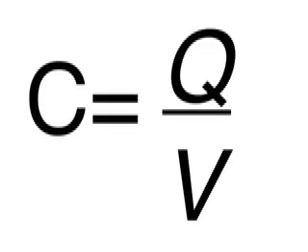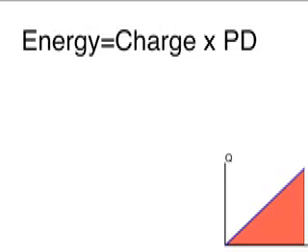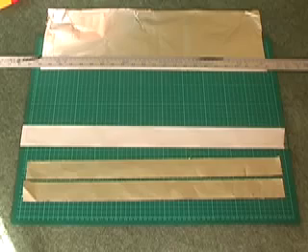This stored charge will have energy. We can calculate electrical energy from charge times potential difference. As a capacitor discharges, the potential difference across it will fall at the same time. This is a straight line relationship, as you can see on the graph. The energy released by the charge leaving the capacitor will be equal to the area under the graph. That area is equal to 1/2 times the maximum charge times the maximum voltage. So the energy stored is a half QV.